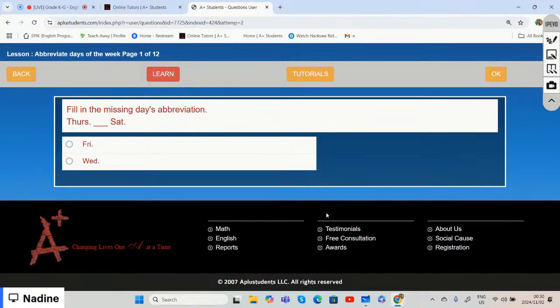All right. So now we need to abbreviate the days of the week. We need to fill out the missing days. We have Thurs and Sat.